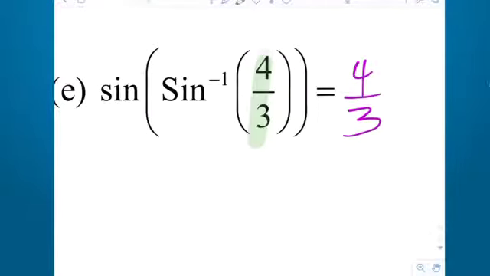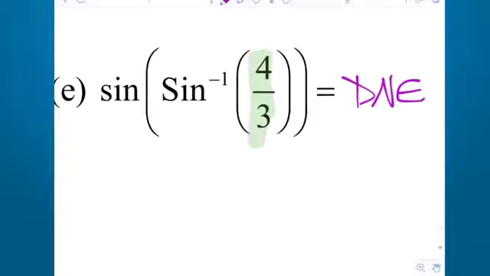Yeah, now we're starting not with an angle, but a ratio. How do we know that's a ratio? It follows inverse sine, okay? Is it a legal ratio? No. So it's D and E. Yay! Good. We can build on that.